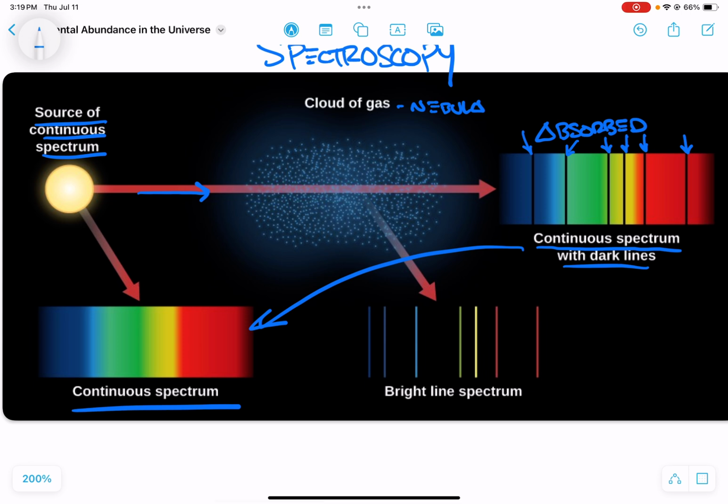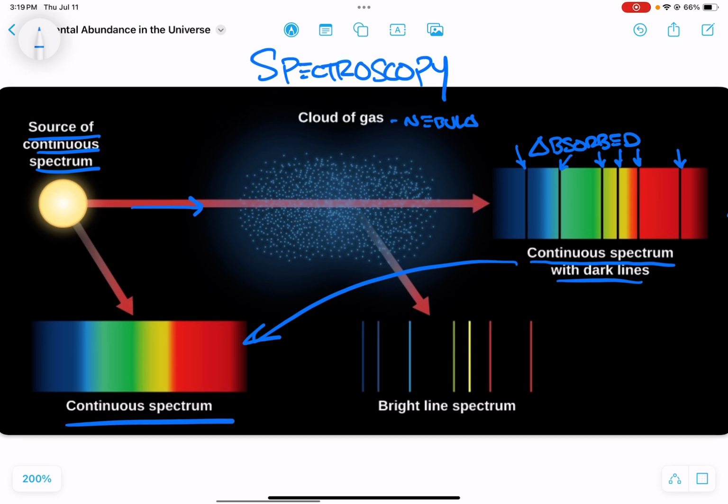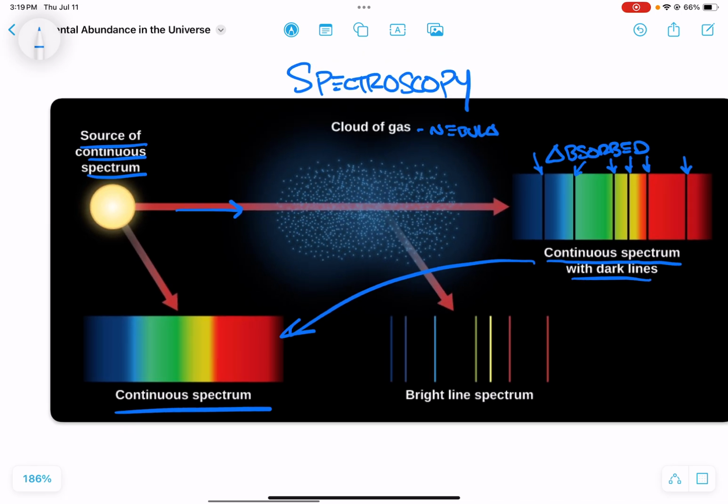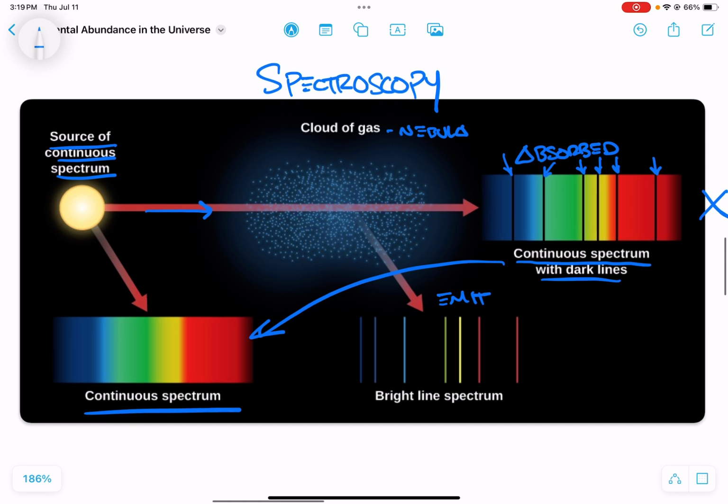Now, to look at the second scenario, some of this gas is going to absorb and then emit some of that energy, okay? And it emits that energy, you guessed it, in the same pattern that it gets absorbed, except instead of seeing absorption lines here, we are seeing emission lines.